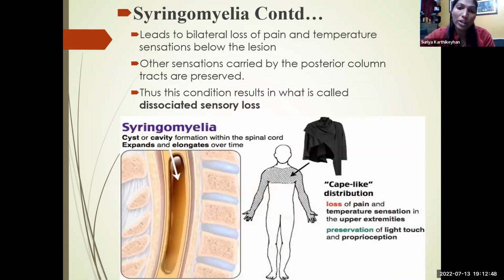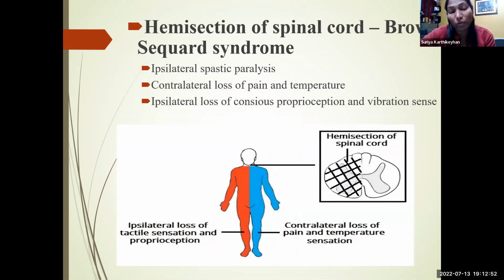What is Brown-Sequard syndrome? To understand this, you have to know about the tracts of the spinal cord in detail, because some of the tracts will cross to the opposite side. Some tracts will ascend or descend without crossing to the opposite side. Only when you know about all these things in detail will you understand Brown-Sequard syndrome.